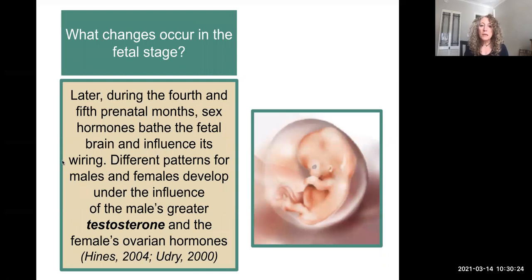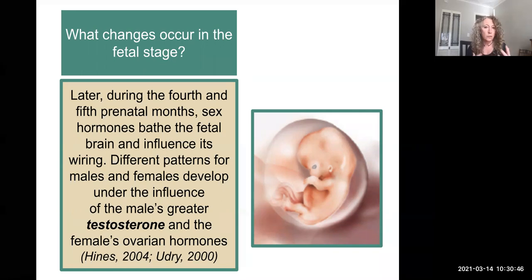And what are the changes that occur in the fetal stage? During the 4th and 5th prenatal months, sex hormones bathe the fetal brain and influence its wiring. Different patterns for males and females develop under the influence of the male's greater testosterone and the female's ovarian hormone. What that means is basically that at about the 4th or 5th prenatal month, the hormones play a big part, with more testosterone for males and more ovarian hormones for females, and so develop different primary and secondary sex characteristics.